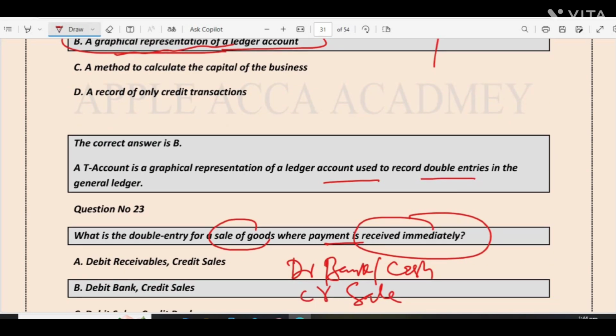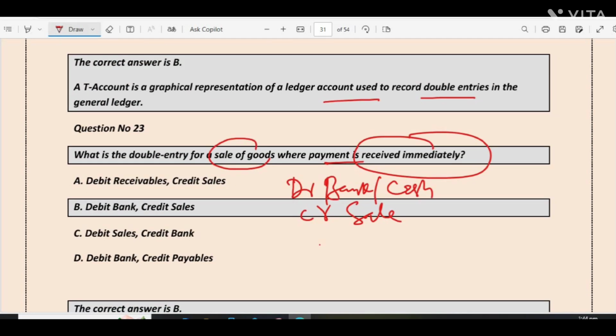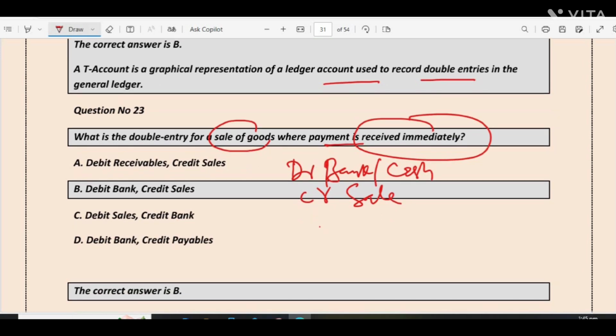Now here is another MCQ, number 23, and that is: what is the double entry for sale of goods where payment is received immediately? This is a cash transaction, and in that case you will have to debit your cash or your bank, and credit will be the sales, right? Okay, now this option is correct. Now let's move on.